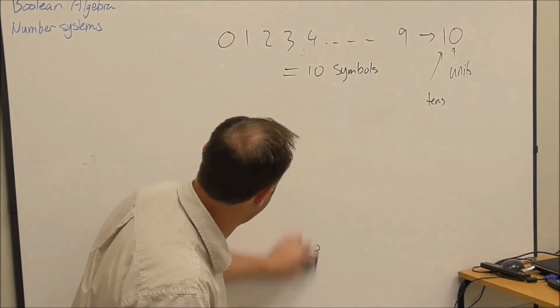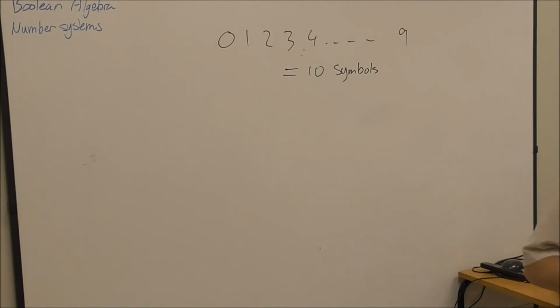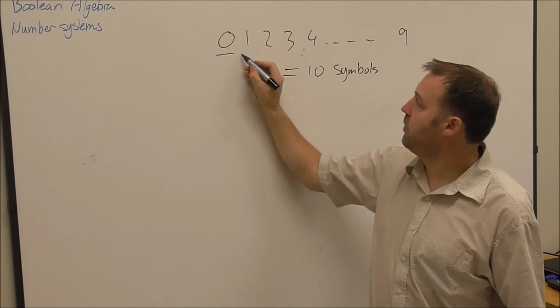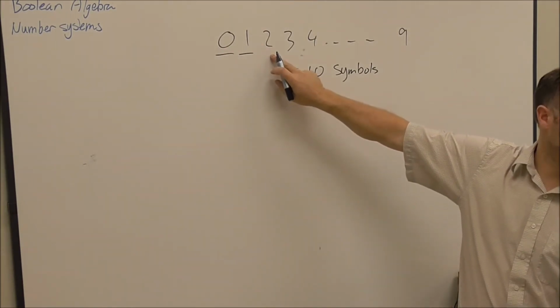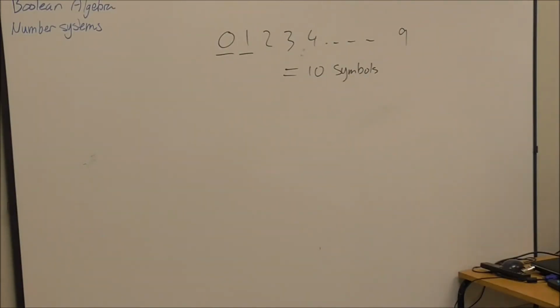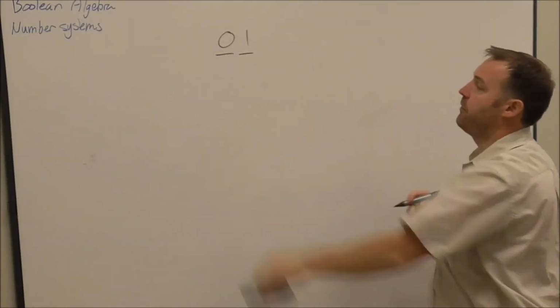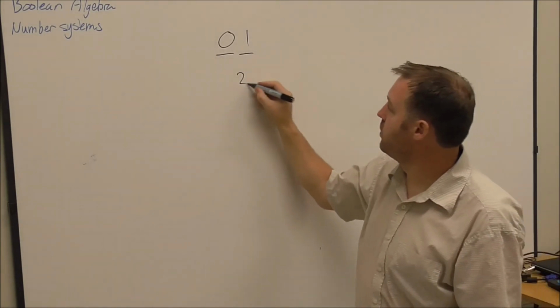So if we've only got 2 states, that means that we can only represent it with 2 symbols. Before, if we had 10 values in a symbol, I could represent it with 10 symbols. But now I've only got 2. So be this one and this one. I can't use the numeral 2 in a binary or digital circuit. So if I get rid of that lot, I don't have 10 symbols anymore, I've only got 2 symbols.